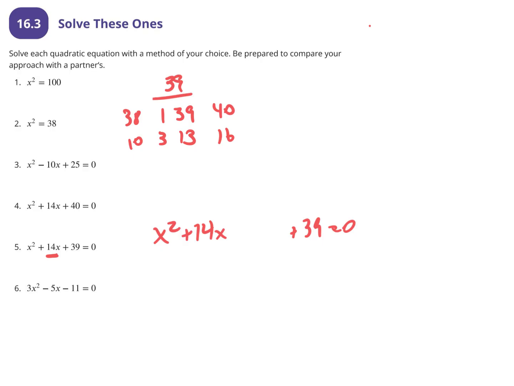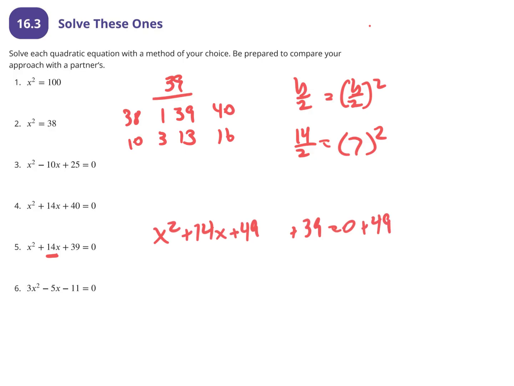I'm going to take the 14. I'm going to divide it by 2. I'm going to get 7. Then I'm going to square the 7. So you do b over 2, and then whatever that is, you square it. And that gives me 49. So I have to add 49 to both sides, because what you do to one side of the equation, you have to do to the other. So this is completing the square, because this becomes x plus 7, quantity squared. If I subtract 39 on both sides, I get that equal to 10.